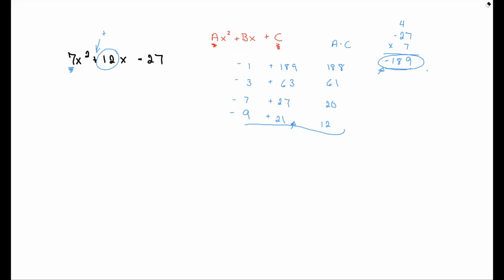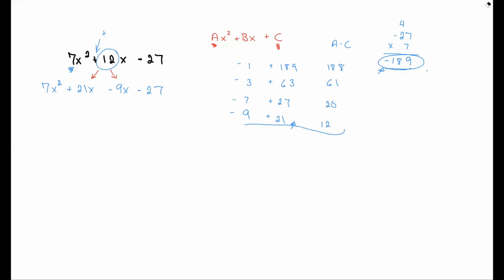How I'm going to do this now is I'm going to write this out as 7x squared minus 9x. I'm going to change the order actually. Plus 21x minus 9x minus 27. What I essentially did here is I broke up this 12 into 21 minus 9. Now, it doesn't matter the order that you put it in. I just found that this might be easier for factoring, and I can show you the other order in a second.